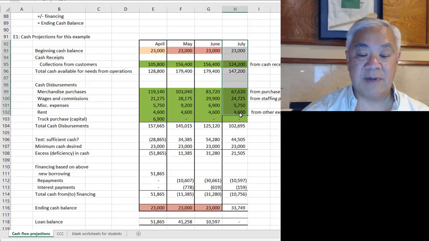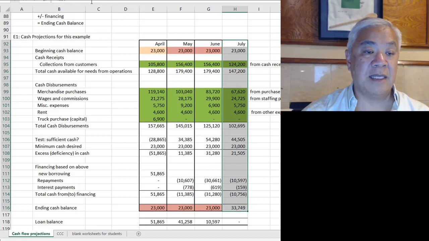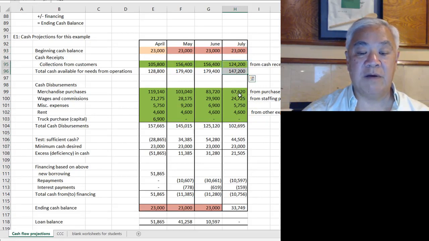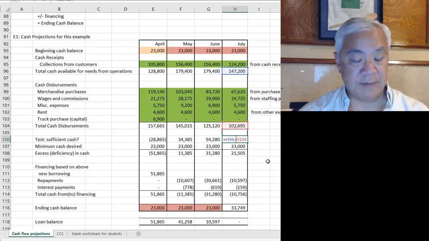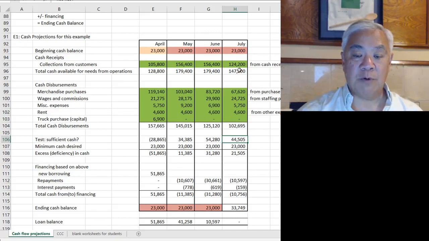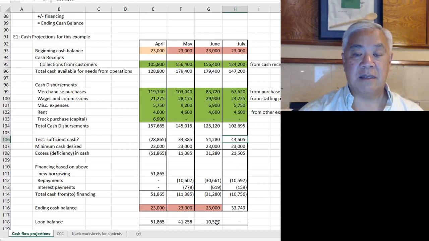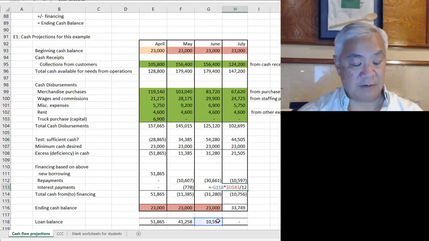So now we're to the last month here. So let's highlight that. In the last month, we start with 23, got it. We collected 124, we got that from above. We spend money, got it. So the total expenditure is 102. So here we're at 44,000 left between what we have and what we spend. Now here we have to be a little careful because we only owe $10,000 left on our loan. So first let's pay the interest, which is the beginning balance times 18% divided by 12.